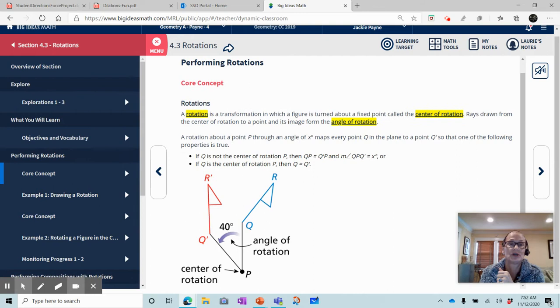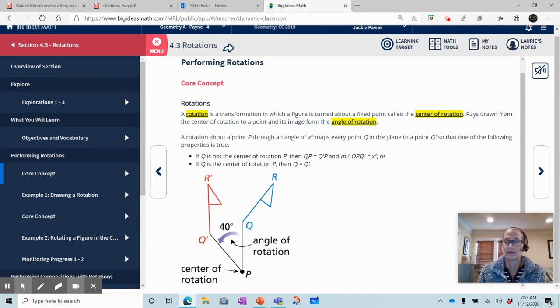So let's just start here. So it is a transformation, as I mentioned, in which a figure is turned about a fixed point called the center of rotation. Rays drawn from the center to a point and its image form the angle. So you always have to know how much you're spinning. Okay, if the center of something is here and you start here, then this is 90 degrees, 180, 270, and it goes all the way around to 360 and it keeps going again.